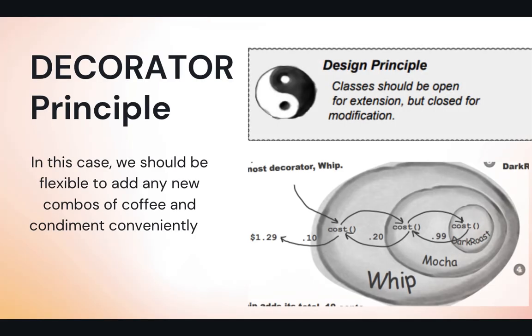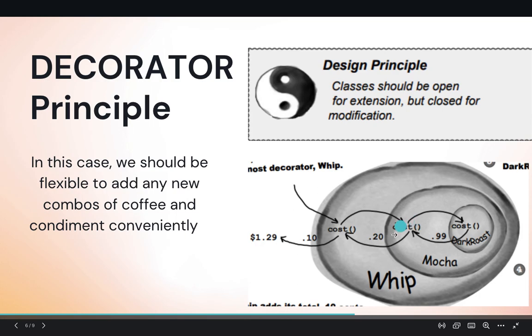Okay, so how will the decorator pattern help solve this? Its principle says that classes should be open for extension, but closed for modification. So the extension here is the types, the combos of coffee with different types of condiment. We should be able to make any type while letting the cost be calculated by itself. That's what it means.